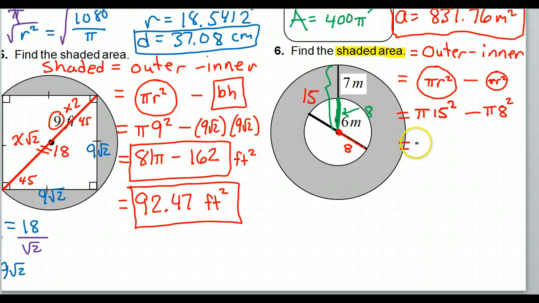So 15 squared is 225. So that'll be 225 pi. 8 squared is 64. So that'll be minus 64 pi. Now remember here where we had to stop for the exact answer? That was because these were not like terms. This one had a pi, this one didn't. Notice that both of these have a pi. Okay, so these are like terms. So I can combine these.